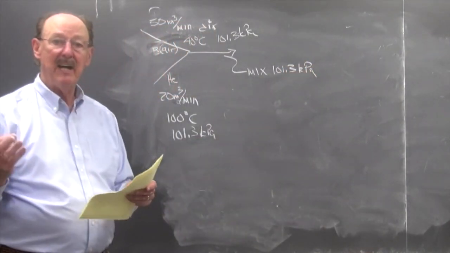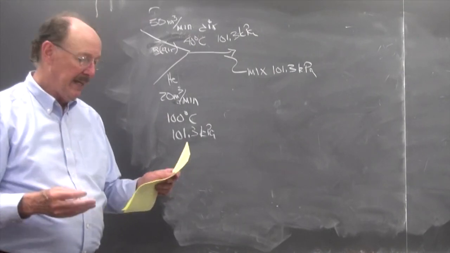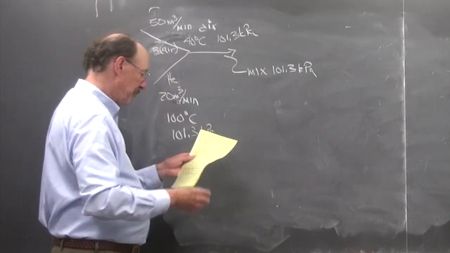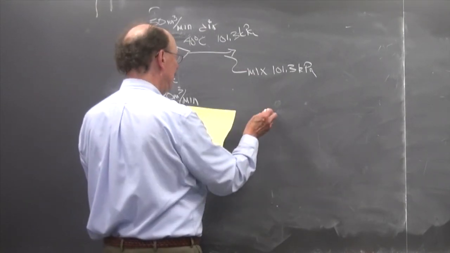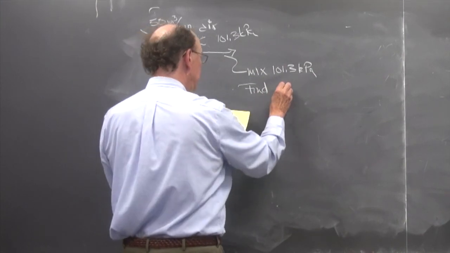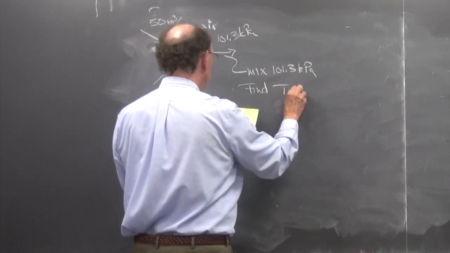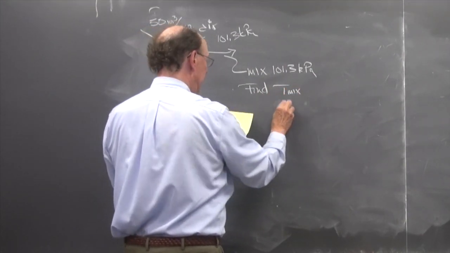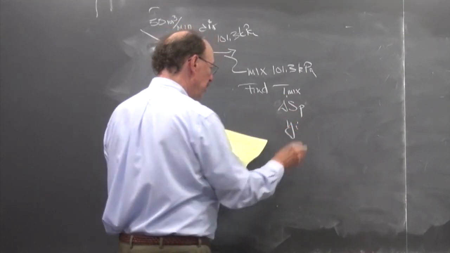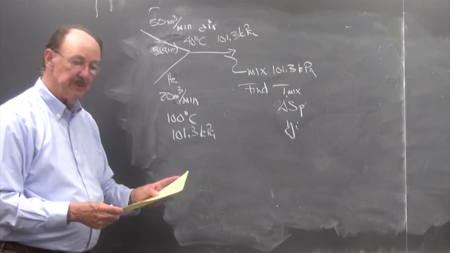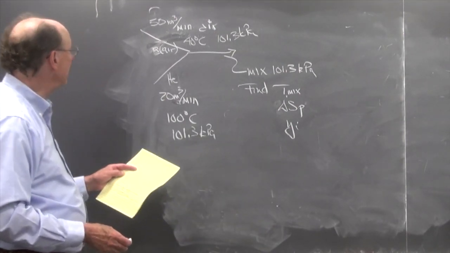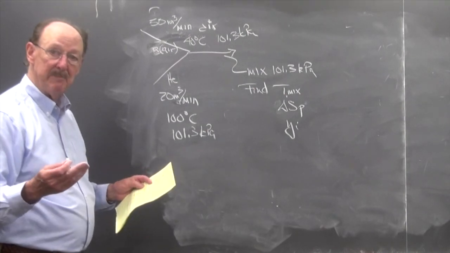What we want to find is the temperature of the mixture, as well as the entropy production, and we want to find the mole fractions. So we want to find T mix, del S dot production, and Y. So we're interested in finding that. First we'll find the mass flow rates.